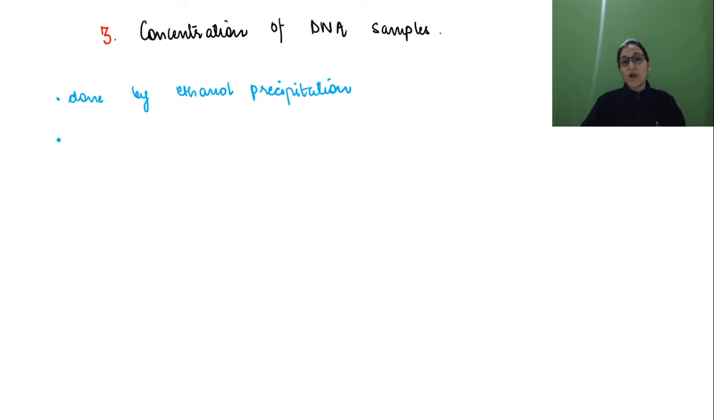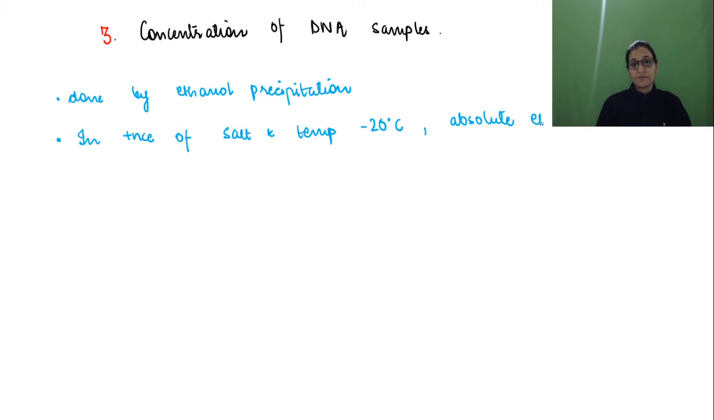So in the presence of salt and at temperature of minus 20 degrees Celsius or maybe lesser than that, the absolute ethanol will efficiently precipitate the polymeric nucleic acids. So in presence of salt and temperature minus 20 degrees Celsius or lesser, absolute ethanol will precipitate the DNA or nucleic acid.